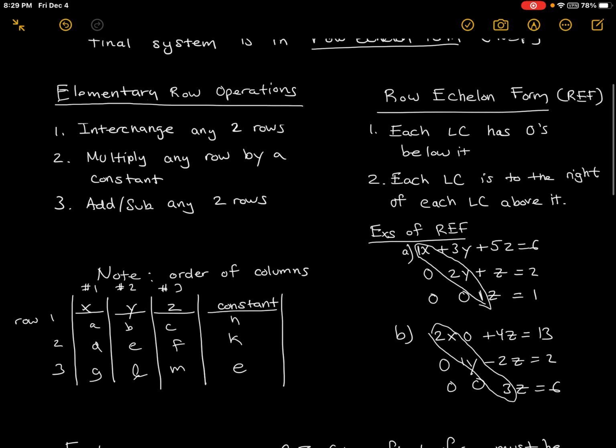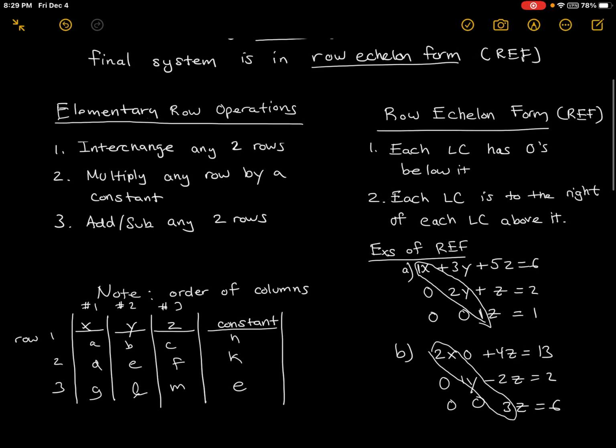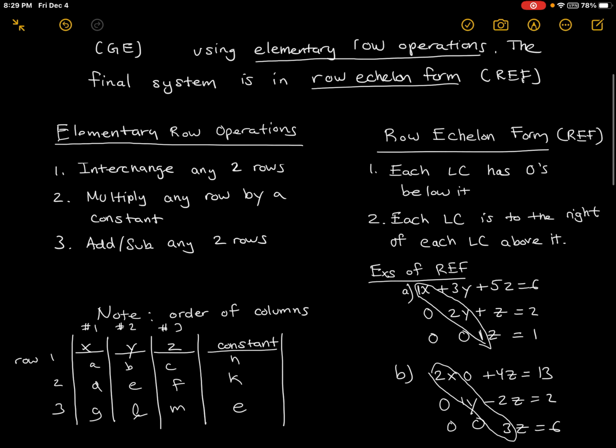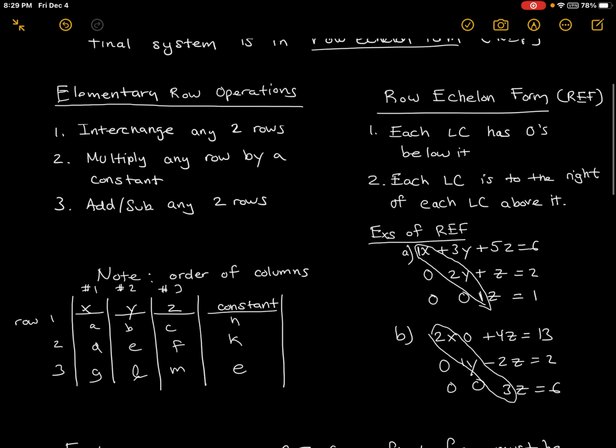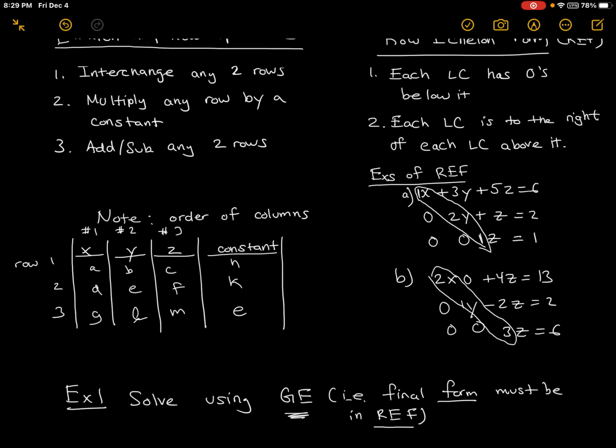So what is row echelon form? Well, row echelon form basically has to have these two characteristics met. Each leading coefficient has zeros below it, and each leading coefficient is to the right of each leading coefficient above it. So take a look at my system of three equations. Notice it's in this particular order of columns. The first column is the x column, the second column is the y column, the third column is the z column. This last column is the constants.